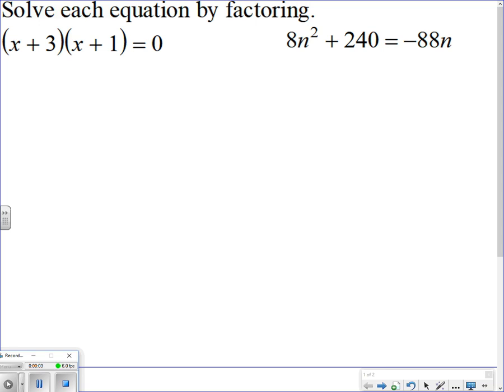Okay, in this video, I'm going to show you how to solve quadratic equations by factoring. The first example I'm going to do for you is very, very simple. It is a factor already equal to 0.